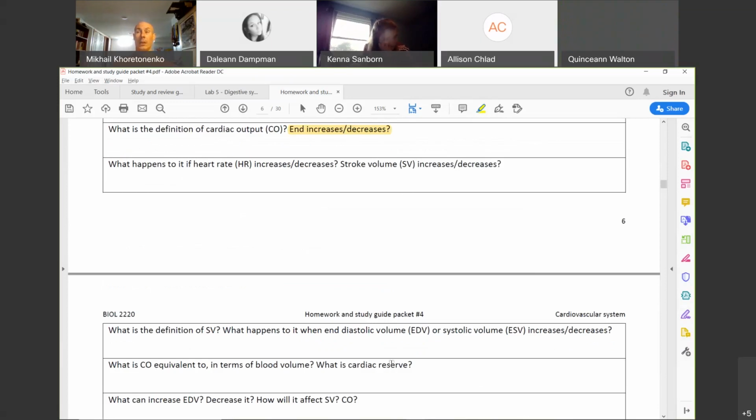Cardiac reserve, the difference between the amount of blood that heart can pump.